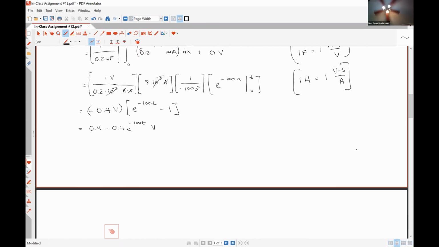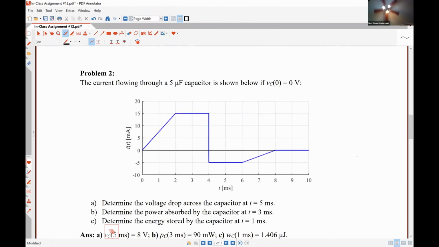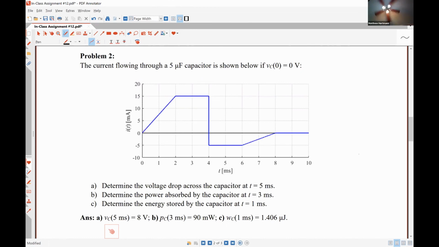All right, let's look at problem 2. We have another graph problem here. We are given the current flowing through the 5 microfarad capacitor, and we also are given the initial condition that the voltage at t equals 0 is 0 volts. And for part A, we want to find the voltage drop across the capacitor at t equals 5 milliseconds. Part B asks us to find the power at t equals 3 milliseconds. And finally, part C asks us to determine the energy at t equals 1 millisecond.